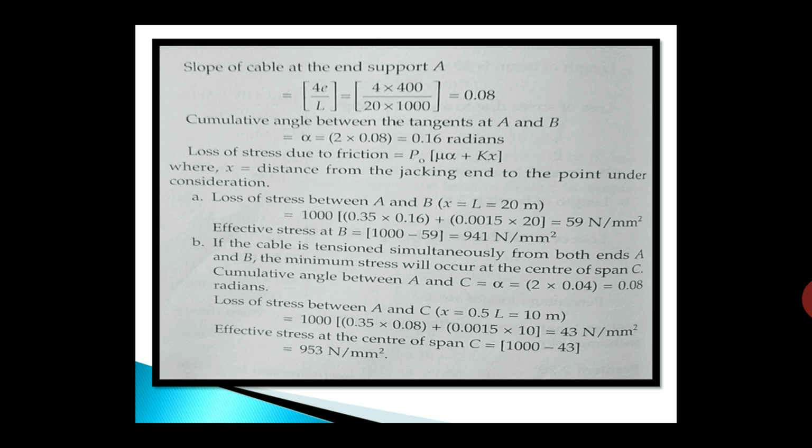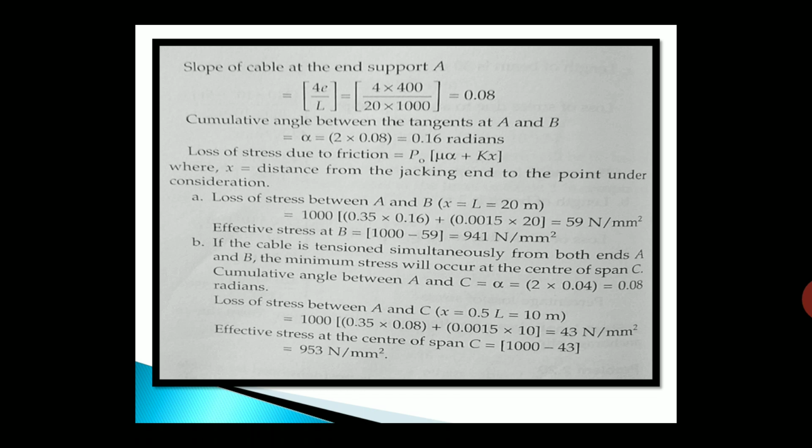In this case, both side jacking is done, hence the formula for the slope and the cumulative angle changes. Formula for slope remains same, only cumulative angle changes, which is now, in this case your angle will be 0.08, that is equal to the slope itself. Now the thing to note down here is, as we are jacking from both the ends, that is end A as well as end B, the minimum stresses will occur at the center span, that is in this case x is equal to L by 2. Now this is the important thing which has to be noted, and alpha we have taken as 0.08, which is the slope itself, 4e by L.